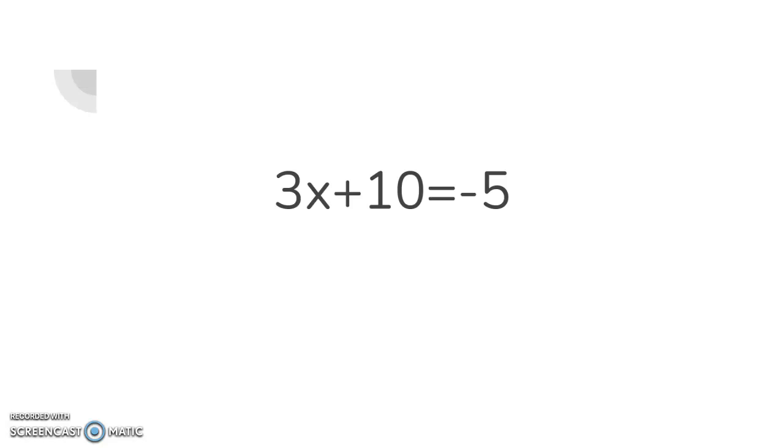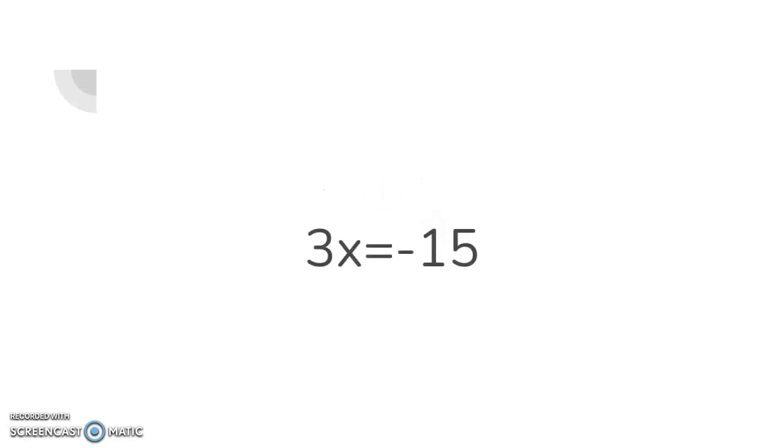10 minus 10, so we can subtract it by itself, so that just goes away. And then negative 5 minus 10, which will give us negative 15. So now that the positive 10 is out of the equation, we just have 3x equals negative 15, which is shown here. Alright, now we have our variable on one side and our constant on the other. That's where we want it, so that's perfect.